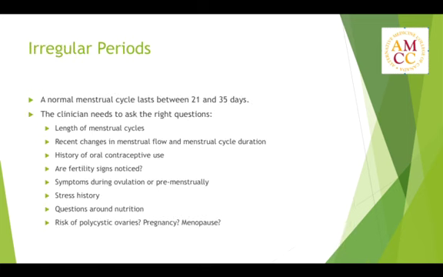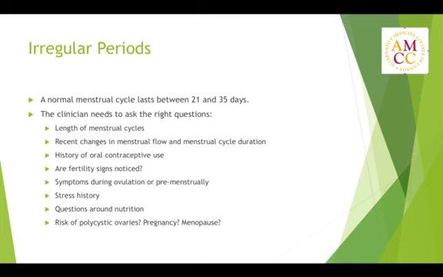Irregular periods, that is a very common problem as well, and it can be due to a great deal of causes. Generally speaking, a normal menstrual cycle lasts anywhere between 21 and 35 days. So a good menstrual cycle is not necessarily 28 or 30 days. If your patient has had regular menstrual periods every 21 days, that may be just her normal. Anything shorter than that or longer than 35 days is a concern.